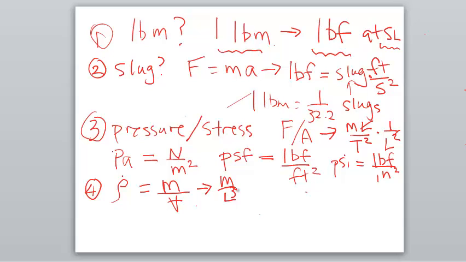Okay, and in the SI unit system, as you would imagine, you're talking about kilograms per meter cubed. In the English unit system, we're talking about slugs per foot cubed. Okay, or as we discussed, it's also very customary to see pound mass per foot cubed.